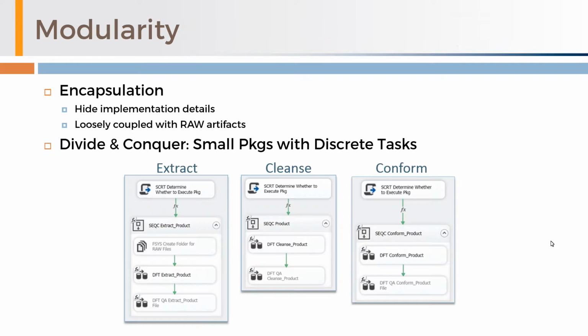Let's talk about modularity. Here we begin to see that all framework packages ultimately fall under one of four categories: extract, cleanse, conform, or load. And the load control is not shown. It will be in a second. We'll see on the next slide what activities dictate a package's classification.